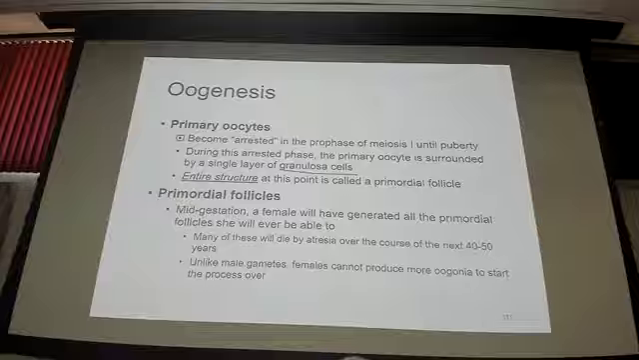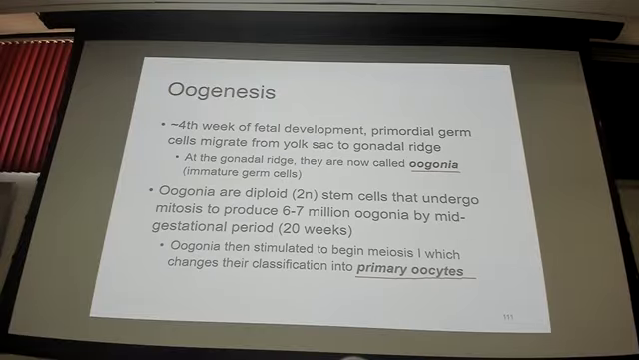It's arrested at that site, and it's surrounded by granulosa cells. That entire thing, and I'm going to show you the picture next, it's nice and clear when you see the picture, is called the primordial follicle. The follicle is the whole thing. The primordial follicle contains the primary oocytes. So let me show you.